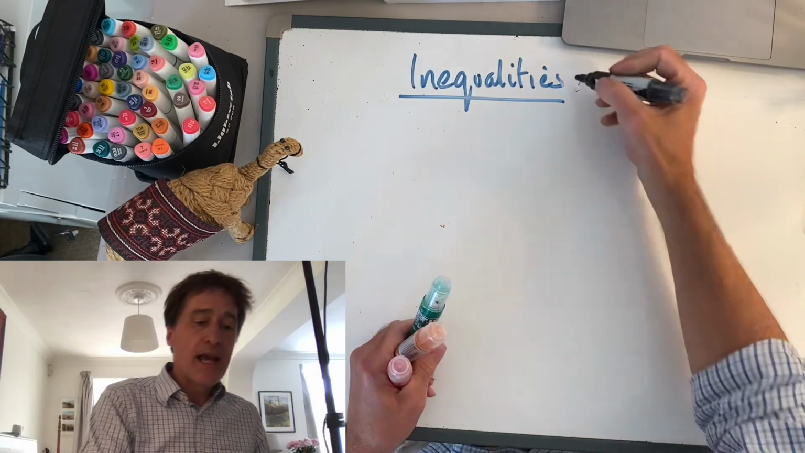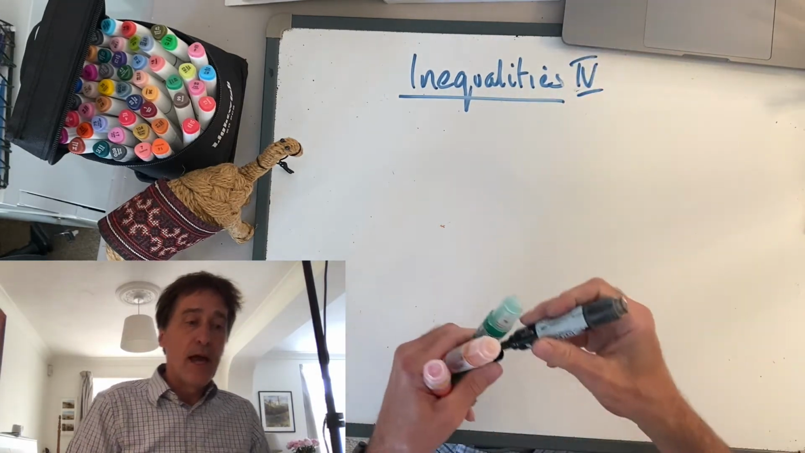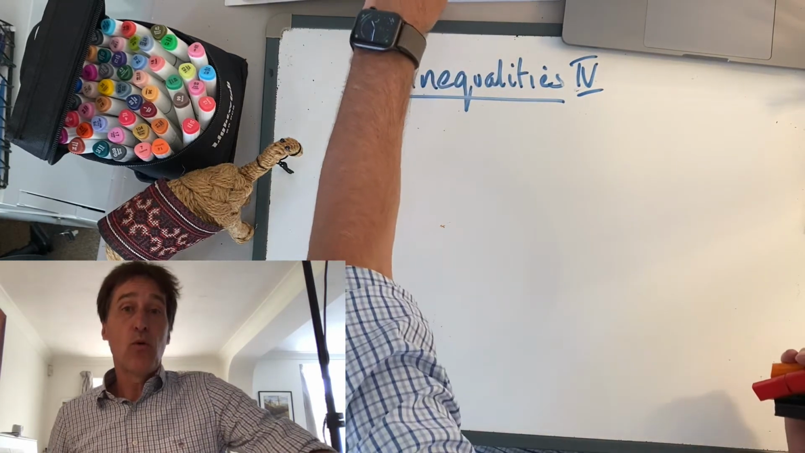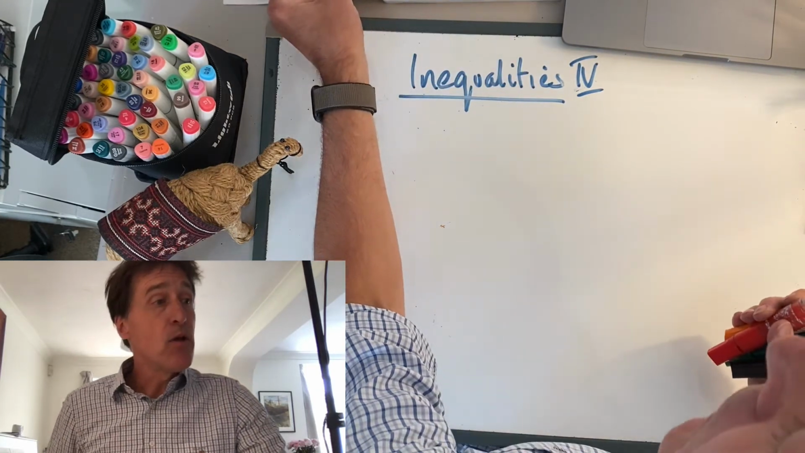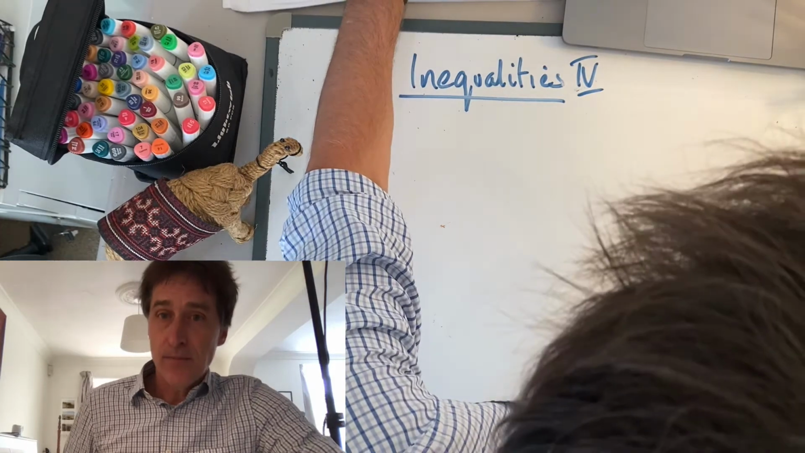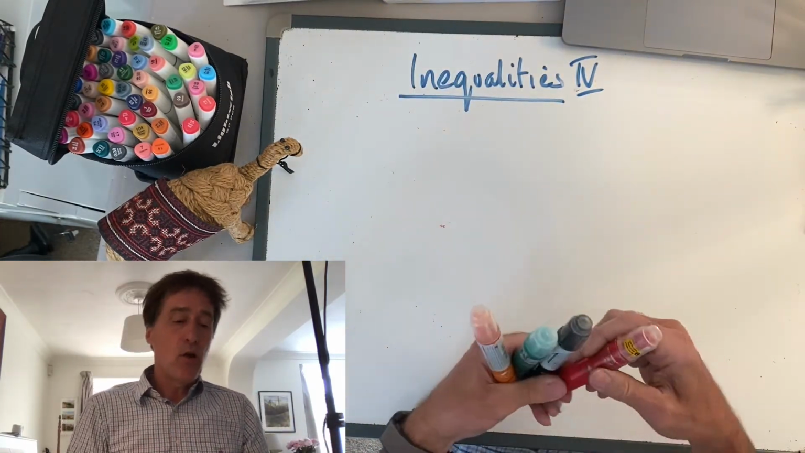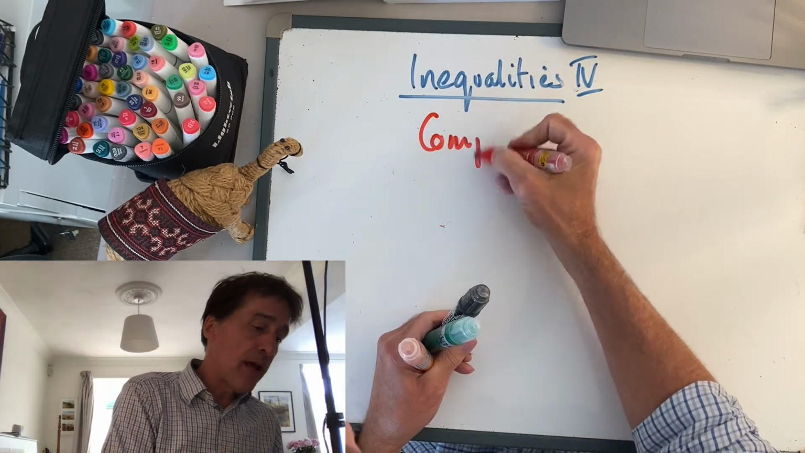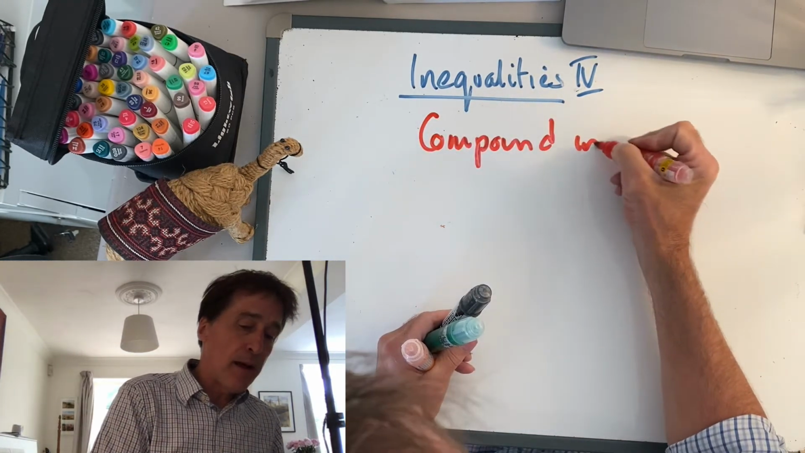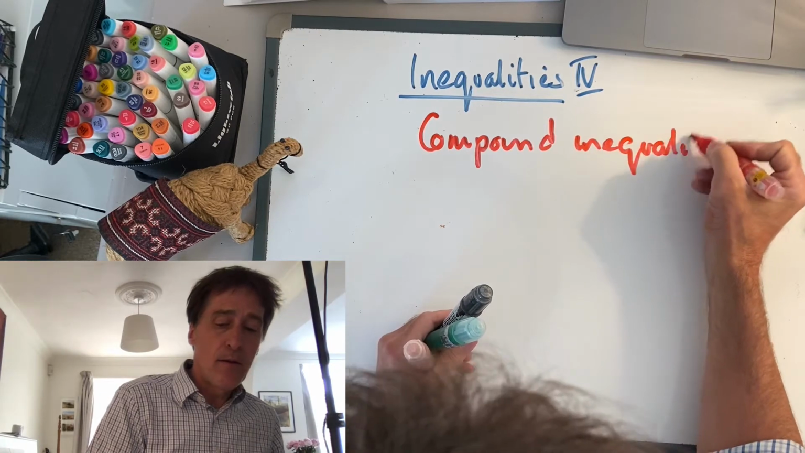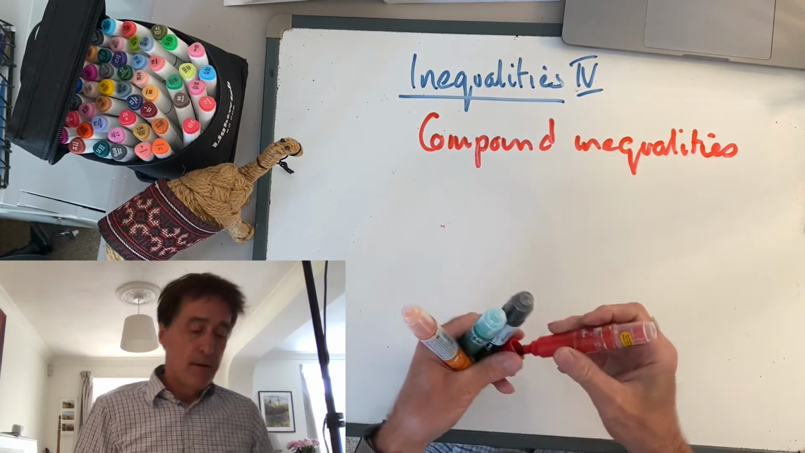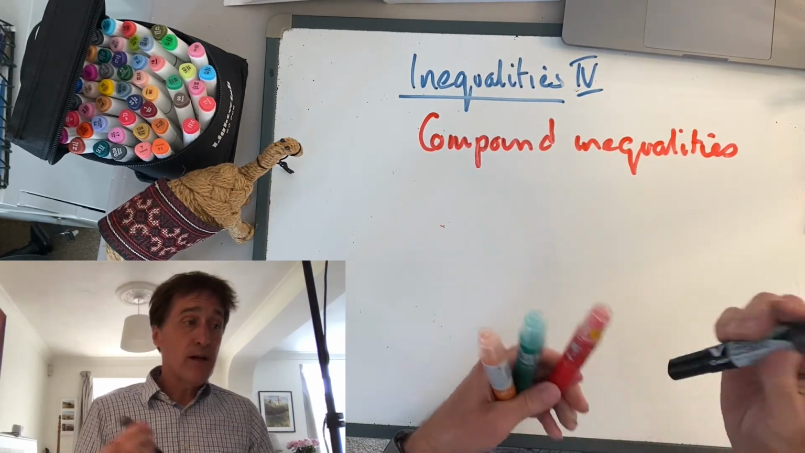Right, we're looking at inequalities 4, and for this one we're looking at what they call compound inequalities. So it's a bit more confusing. Compound inequalities. Let me write that out. Compound inequalities. So let's look at an example to see how it works.